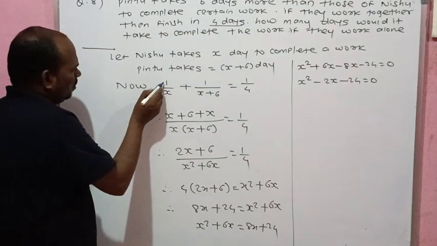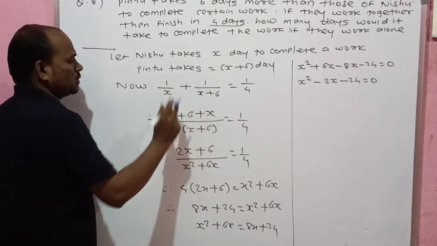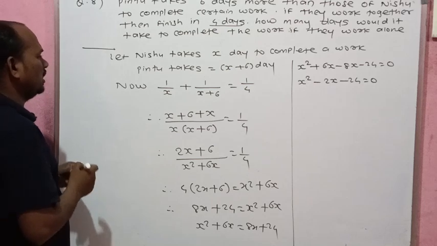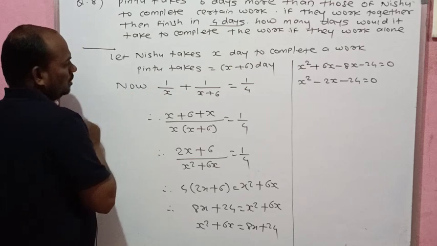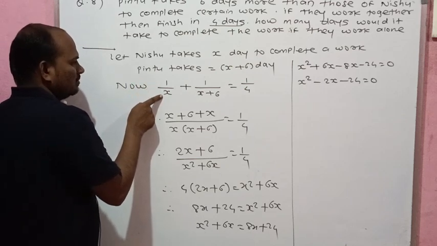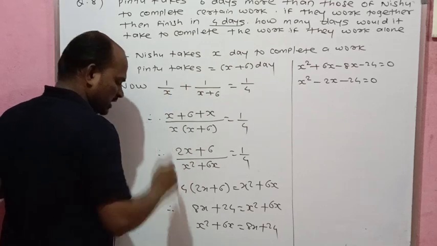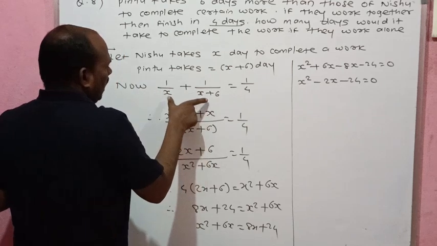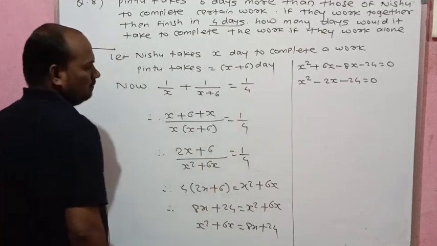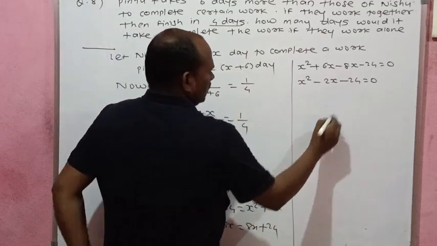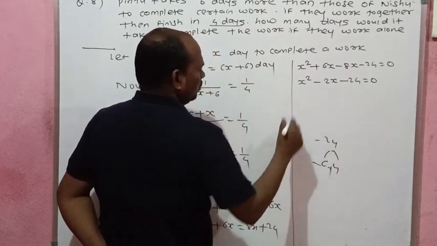Now this 1 by x and 1 upon x plus 6 is equal to 1 by 4. That is, 1 by x is Nishu alone finishing one work in x days, and Pintu alone in x plus 6 days, and both together finish this work in 4 days. That is minus 24.